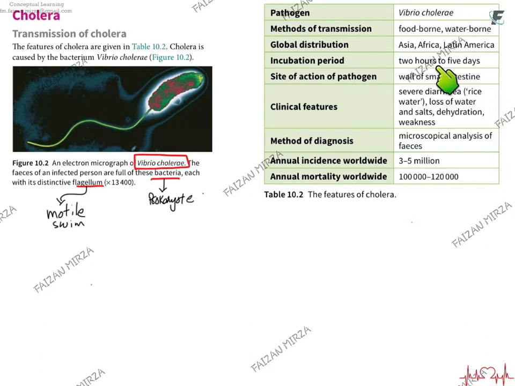The incubation period is about 2 hours to 5 days. The site of action of the pathogen is the small intestine. Severe diarrhea occurs. We call it rice water, because the diarrhea is so extensive that the feces passed out are so watery that the term rice water diarrhea is used. There is an extensive loss of water and salts, and dehydration follows, and weakness. If the person is not rehydrated, this can be fatal.